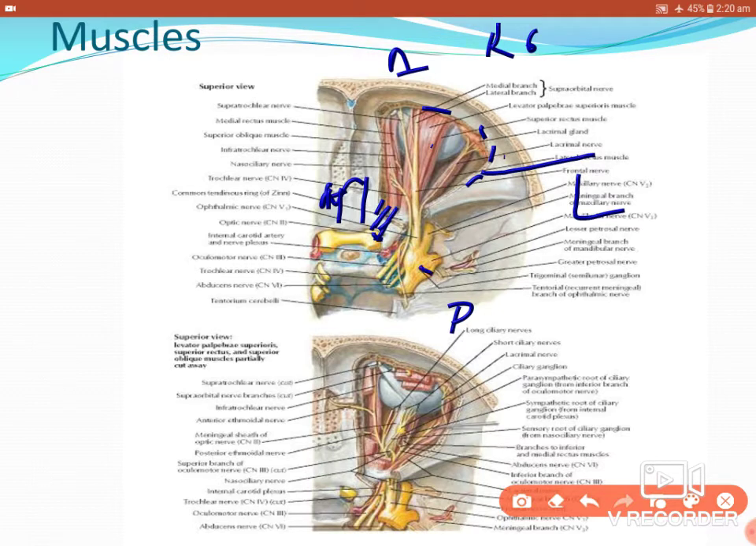Here this is the trigeminal ganglion. You can see the ophthalmic, maxillary and mandibular divisions. The ophthalmic one divides here. This is the frontal nerve. This is the lacrimal nerve. You can see the lacrimal gland, which lies superolateral in this orbit.